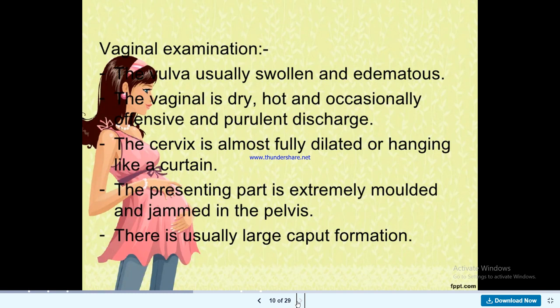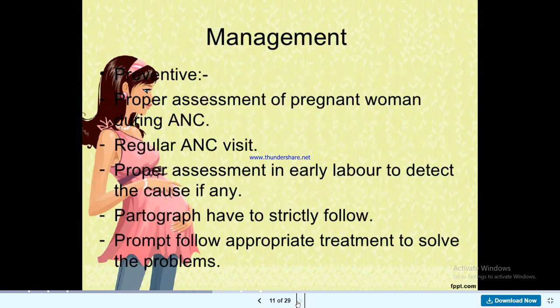And here again, on the abdomen, how it looks like. Vaginal examination. The vulva is usually swollen and edematous. The vagina is dry, hot, and occasionally there is offensive and purulent discharge. The cervix is almost fully dilated or hanging like a curtain. The presenting part is extremely molded and jammed in the pelvis. There is usually large caput formation. Caput formation is the bulging on the skull, which is the presenting part, and this usually dissolves within 1 week after the birth.